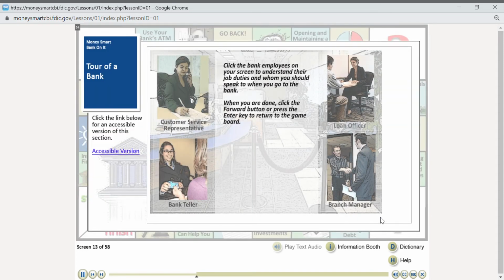When you visit a bank, you will meet employees who can help you with different banking services. Click the bank employees on your screen to understand their job duties and whom you should speak to when you go to the bank. When you are done, click the forward button or press the enter key to return to the game board.